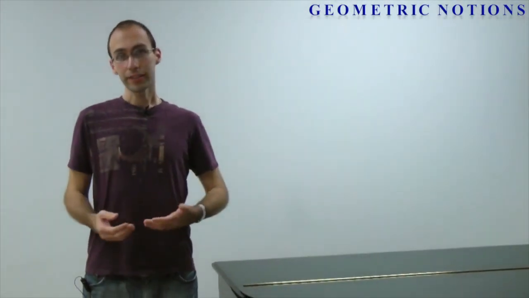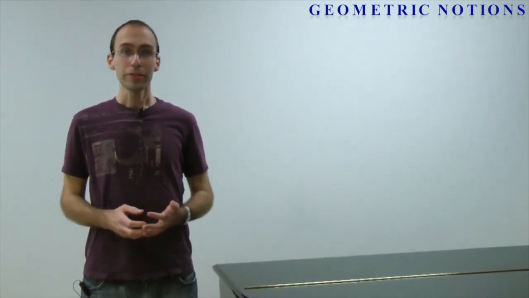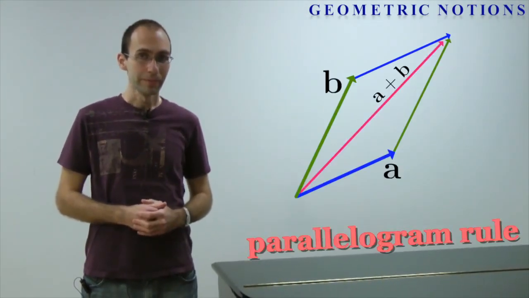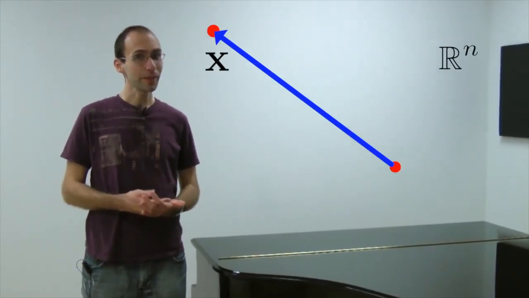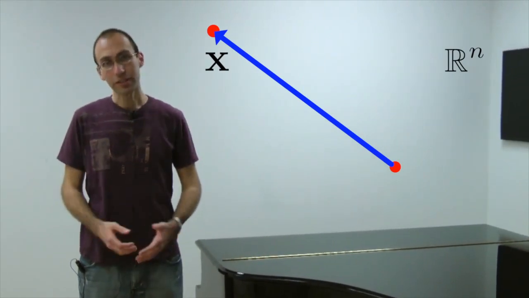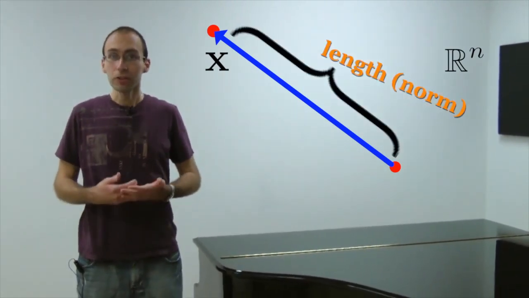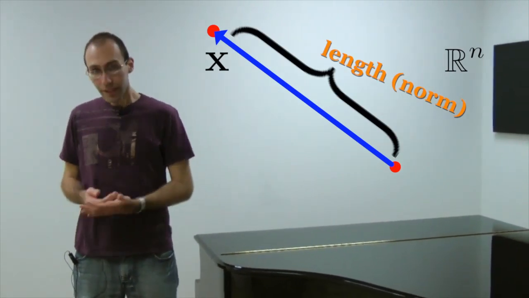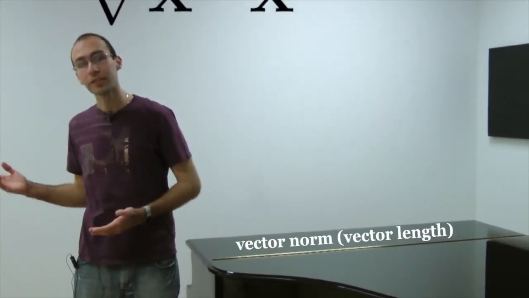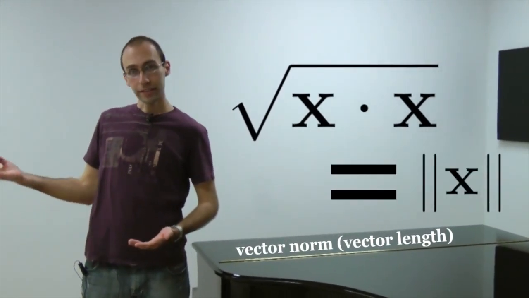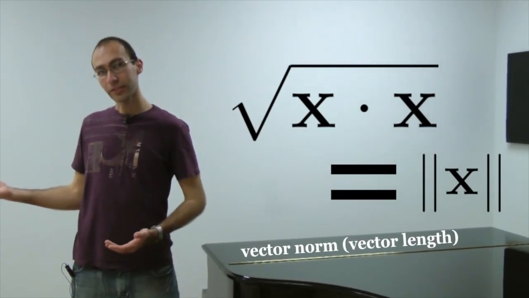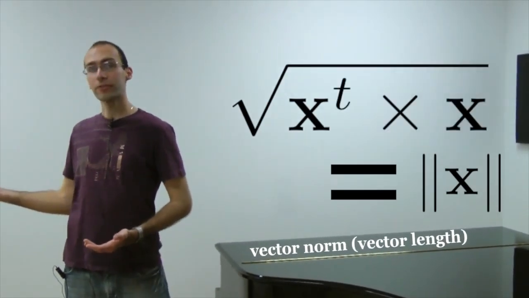There are lots of geometric interpretations to rules for vector addition and taking scalar or dot products. You should be familiar with the parallelogram rule. Thinking about vectors as arrows between points in real n-dimensional space, one has a natural notion of the length of a vector, or the norm of a vector, which algebraically is given by this formula. One takes the dot product of the vector and itself and takes the square root of that. Or more precisely, it's the dot product of the transpose of the vector and itself.